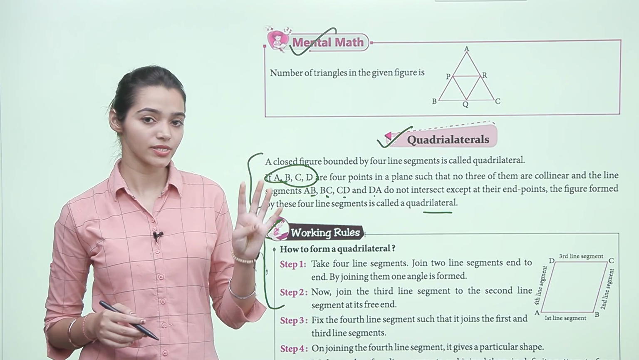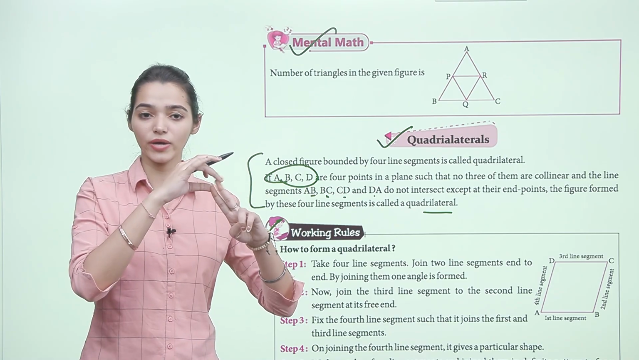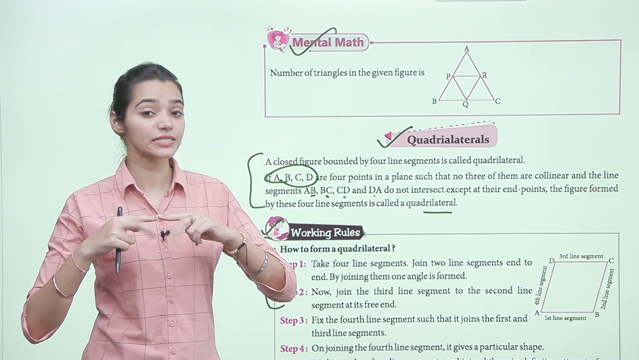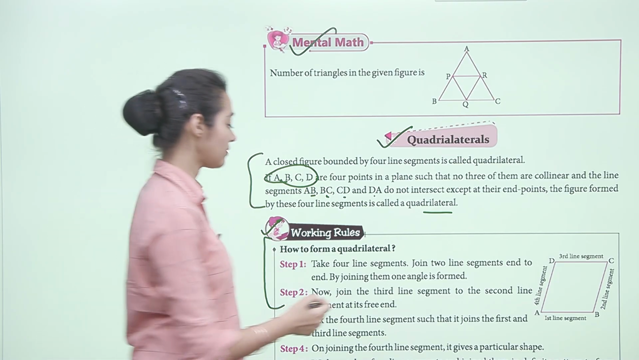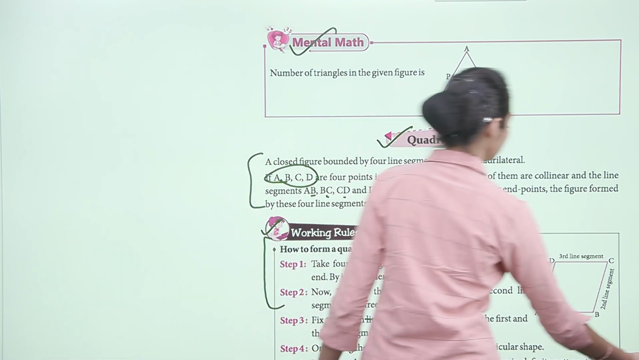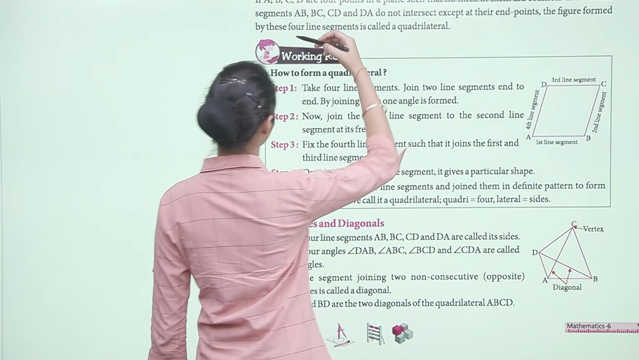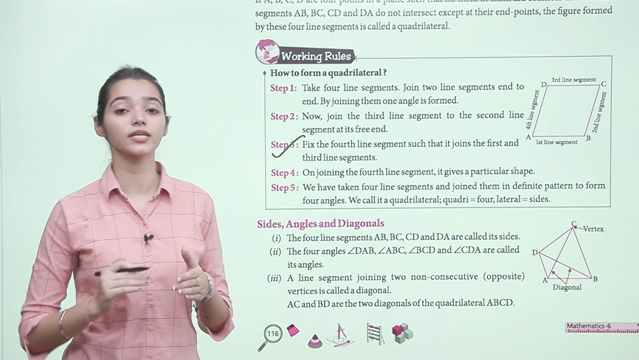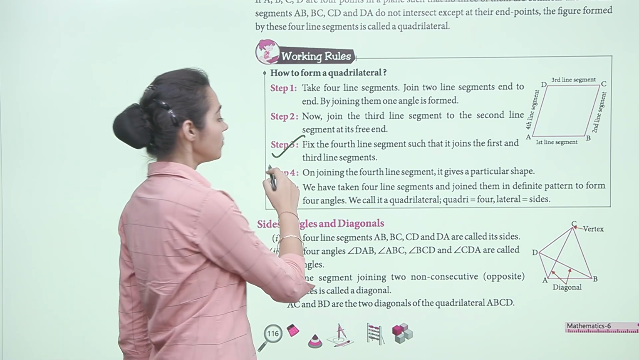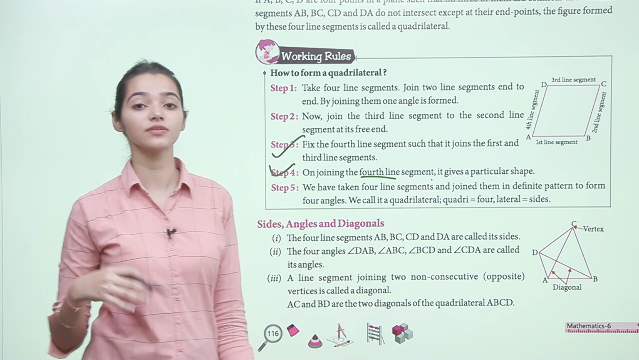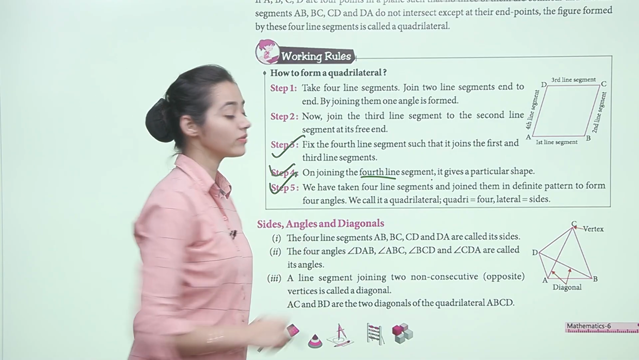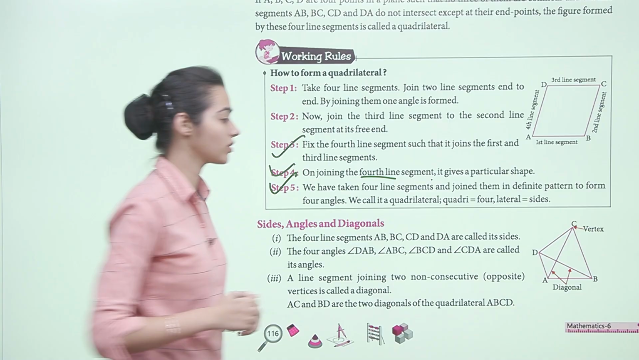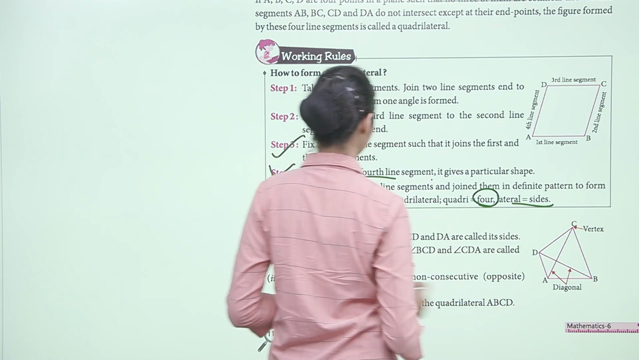We will take 4 line segments. We will join 2 line segments end to end. By joining them, one angle is formed. Now join the third line segment to the second line at its free end. Now in step 3, we will fix the fourth line segment such that it joins the first and the third line segment. In step 4, on joining the fourth line segment, it gives us a particular shape. Now we have taken all 4 line segments and then we will join them in a definite pattern to form 4 angles. So we call this quadrilateral as having 4 sides.